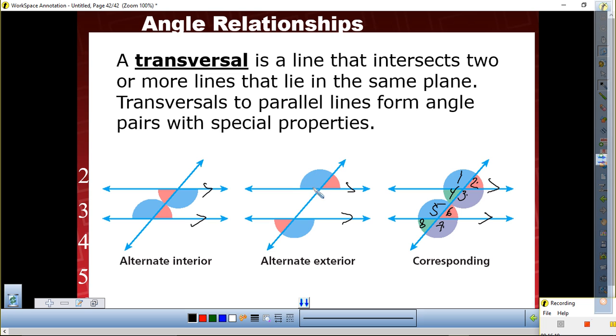Same thing here. Alternate exterior angles. This is angle 1. This is angle 7. What do you notice? That they are the same measure. Angle 2 and angle 8 are the same measure. Or alternate interior angles, which is 4 and 6, 3 and 5, also measures the same. And like I said, this is just review. I hope we're getting to the point where everybody's doing this really fast, yes?